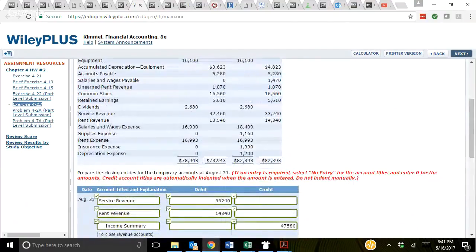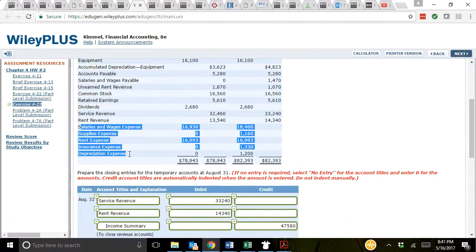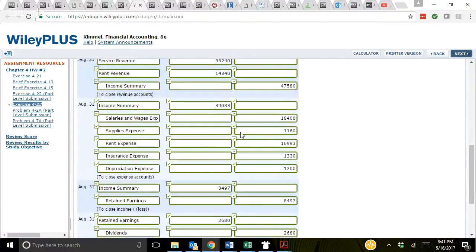Now, next we're going to close out the expense accounts. We have salaries and wages expense, supply expense, rent expense, insurance expense, and depreciation expense. And we're using these numbers here on the adjusted side. Keep in mind, I've already done all these here, but normally you would leave this top one blank for the income summary. This is where we're settling it to, the income summary. And we always do debits first, but we're going to start over here.